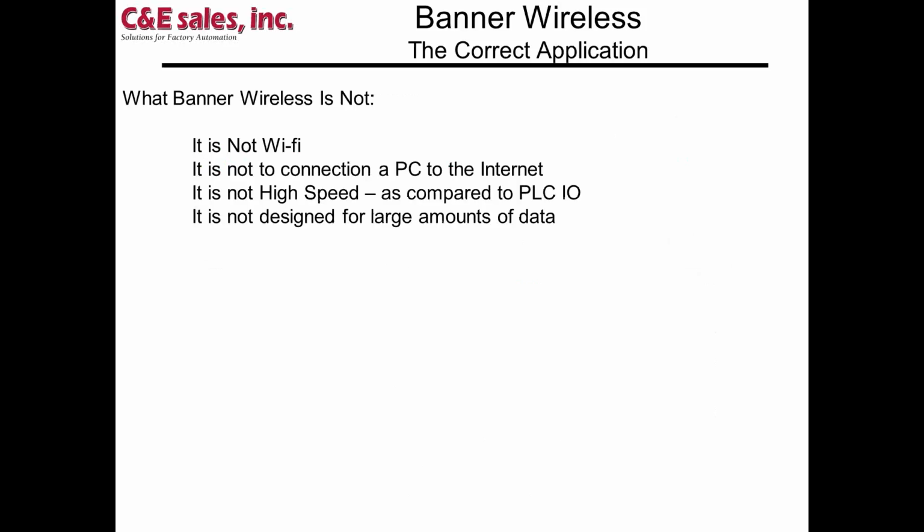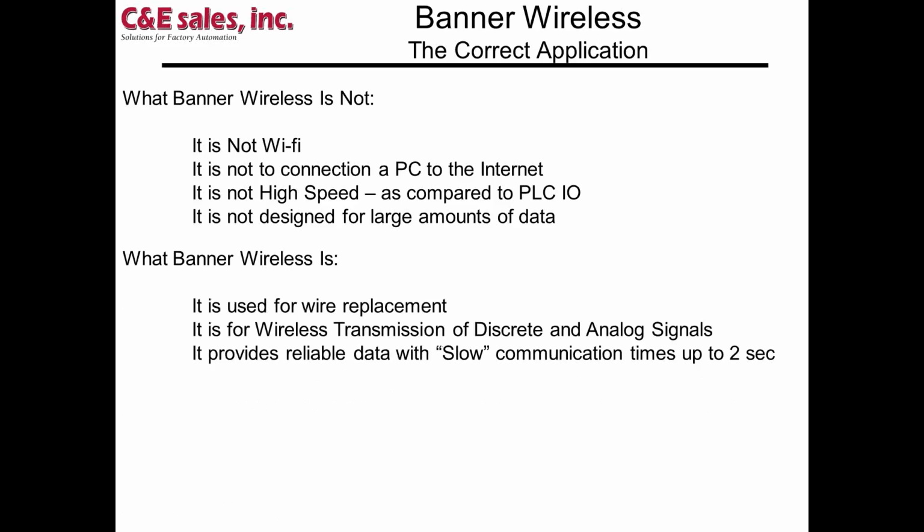Primarily with Banner wireless, we're talking about transmitting signal information, whether discrete, analog, temperature being RTD or thermocouple, or some industrial communication protocols we can also do. So let's start off. What Banner wireless is not? It's not Wi-Fi. It's not used to connect the PC to the internet. It's not really high speed, at least as compared to PLC I/O that's updating in milliseconds. So we're talking about signals happening in 1 to 2 seconds. It's not designed for large amounts of data.